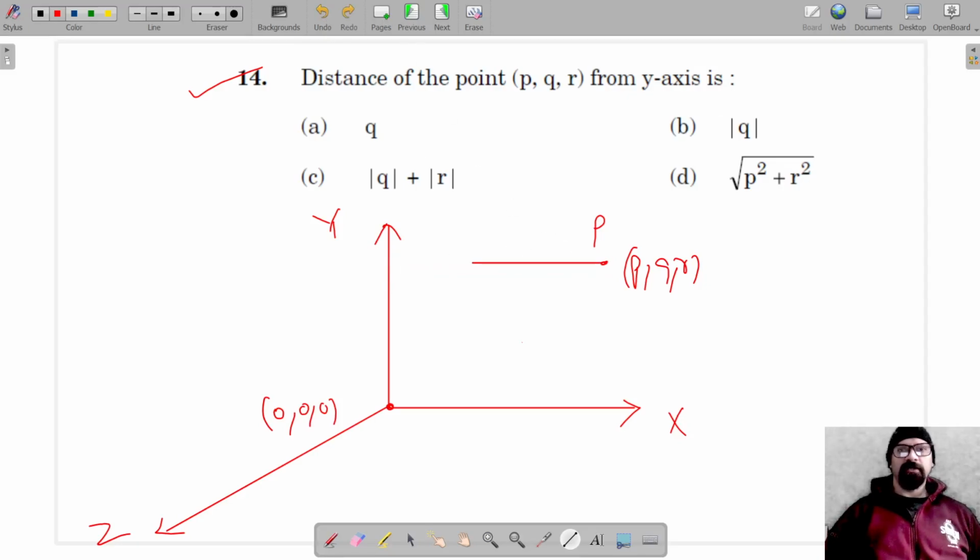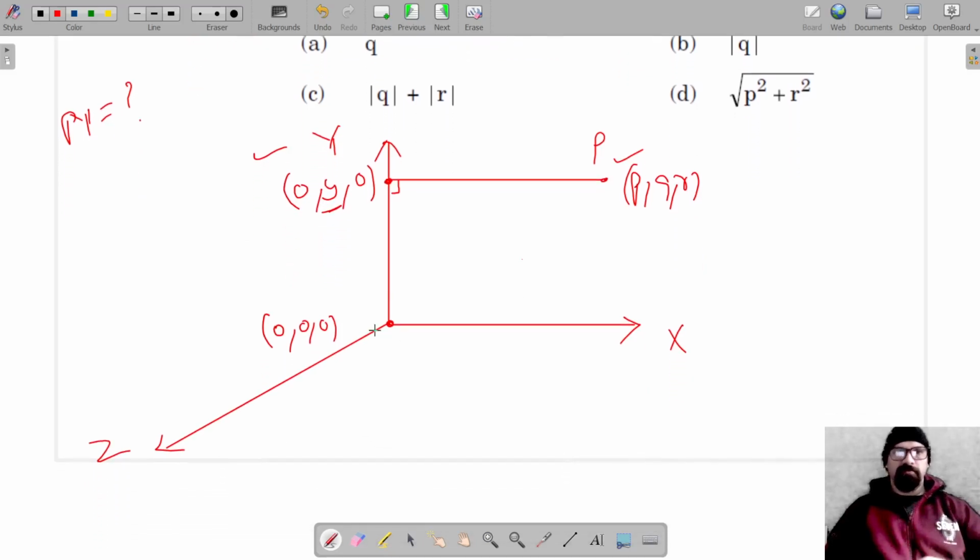Now its distance from the y-axis would be the perpendicular distance. This is the foot of the perpendicular and it lies on the y-axis, and we know that the coordinates on the y-axis are of the form 0, y, 0. So if we have to find the distance of this point from the y-axis, it would be the Py distance. And to find the Py distance, we can use the distance formula, but for that we need to know the value of y.